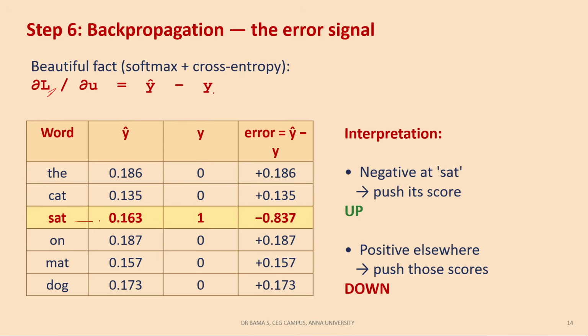If you see for SAT, we got Y cap to be 0.163. Remember from the previous slide, we got 0.163. Ideally, this should be 1. So what is the error that we have? It is 0.163 minus 1, which is minus 0.837. For all the other values, the errors are positive, and for SAT it is a negative value. The interpretation is that negative at SAT means we want to push the score up. Positive elsewhere means we have to push that down, and that is done by our gradient function.